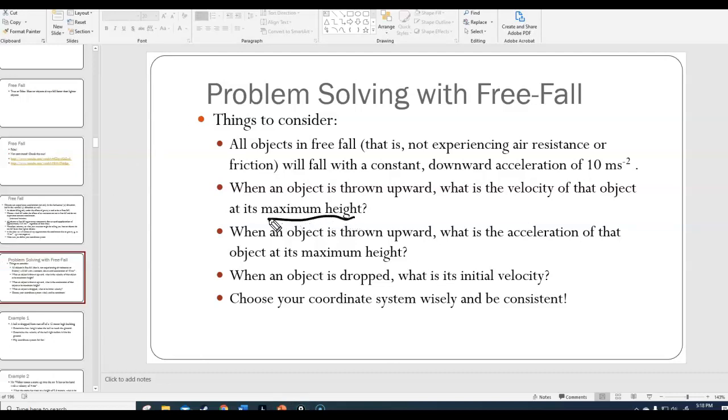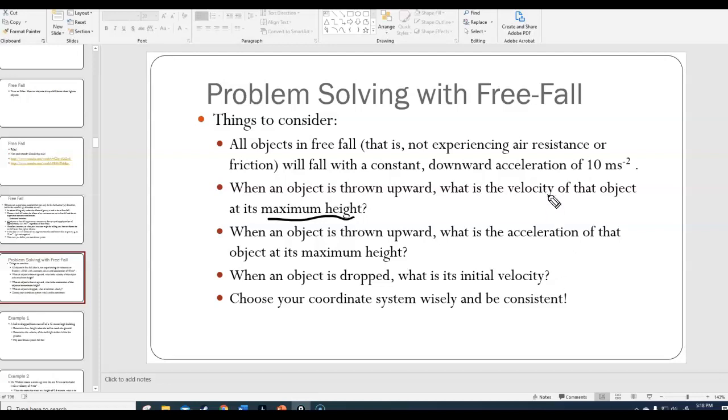Okay, so imagine an object being thrown up into the air. It goes up, up, up, and at its highest point, think about its motion at its highest point. Okay, the object stops moving at its highest point. Why does the object stop moving at its highest point? Because at its highest point, the very next thing that happens is that the object begins to fall back down. So in other words, it changes direction. So the velocity of the object at its maximum height would be 0.